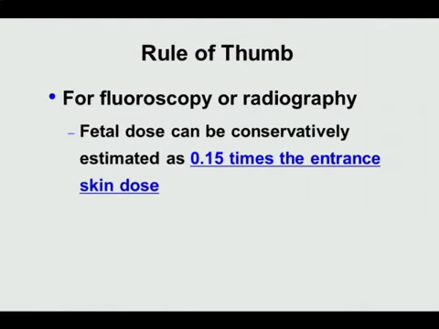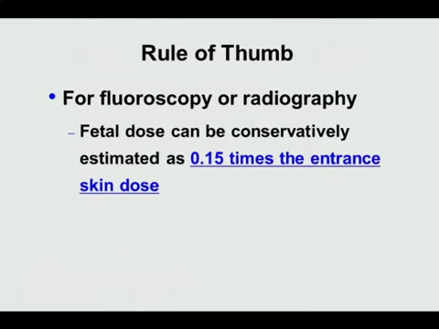The rule of thumb is, for fluoroscopy and radiography, the fetal dose can be conservatively estimated as 0.15 times the entrance skin dose. It's about 15% of the entrance skin dose. This applies for fluoroscopy and radiography when the fetus is directly in the path of the primary beam.